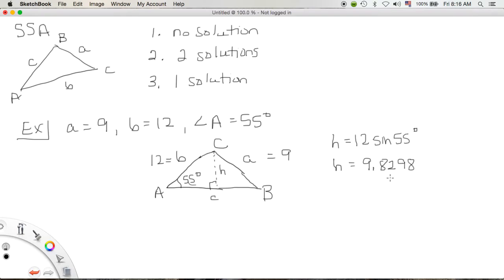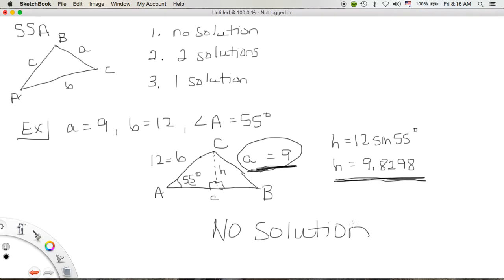9.8298. Well, look at this here. If we have this height is this, and we have this here, what do you notice about this triangle? What always has to be true about a hypotenuse? The hypotenuse of the triangle always has to be longer than its legs. If the height is 9.8298, we cannot have a hypotenuse of 9. So this is not going to make a triangle. So this has no solution.